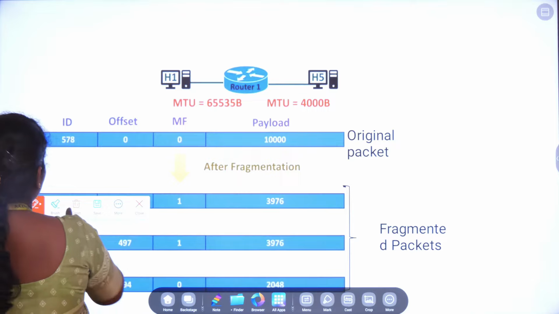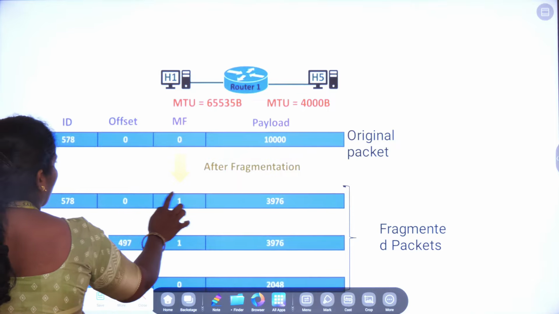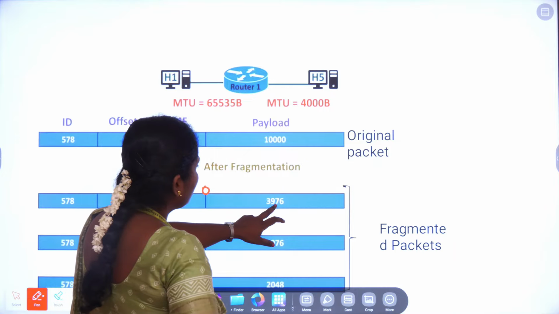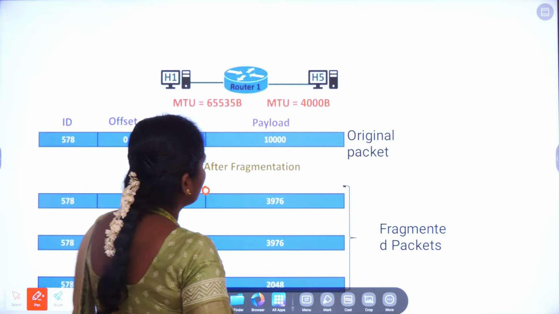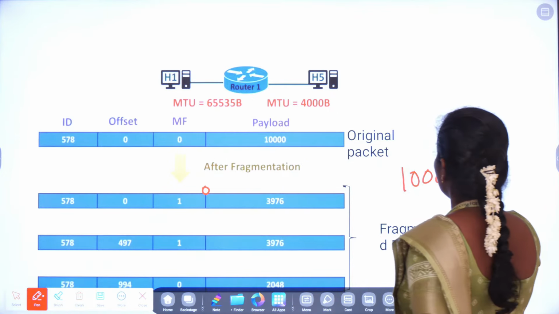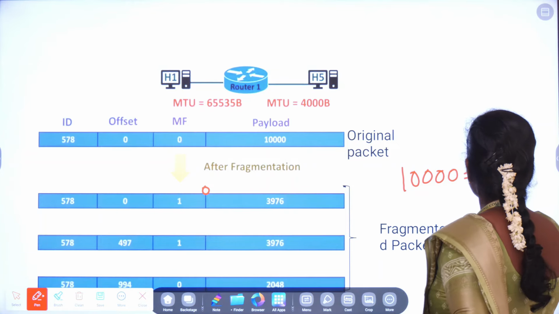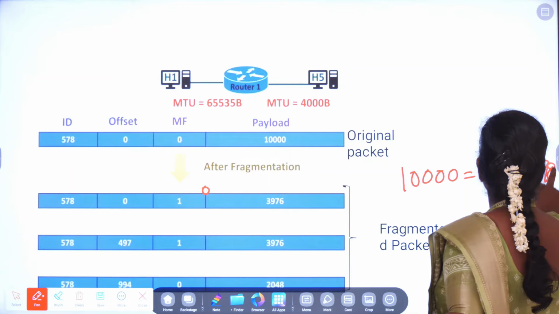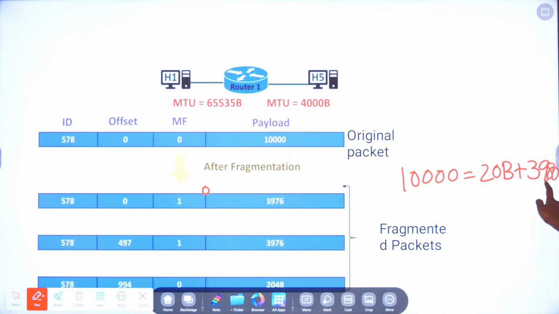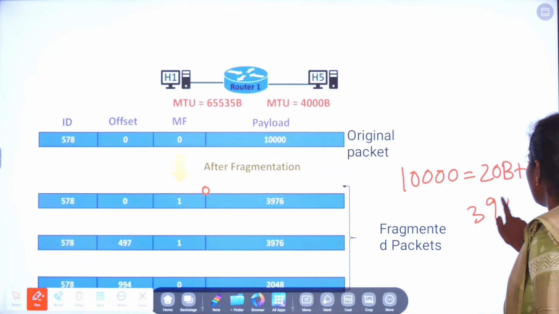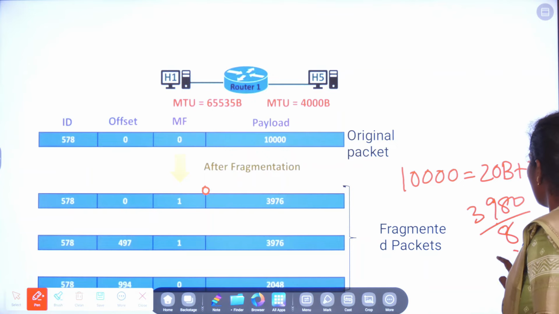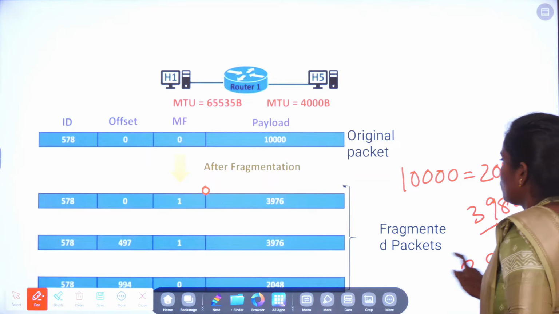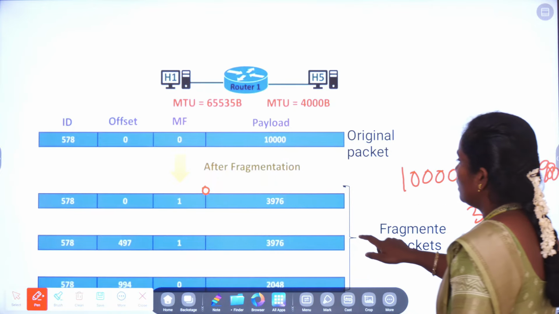Next, here I am using 3976. Why am I using 3976? The data is 10,000 and the header, as we already know, is 20 bytes. The remaining is 3980 bytes of data. 3980 is not divisible by 8, so I am reducing 4 bytes. That is 3976. So here I am using 3976.